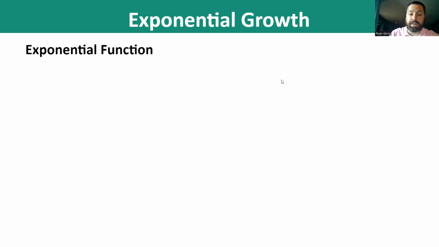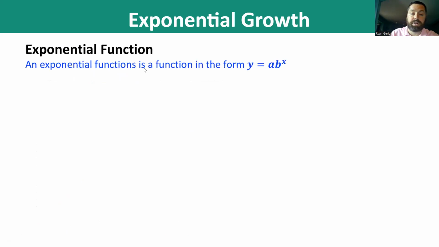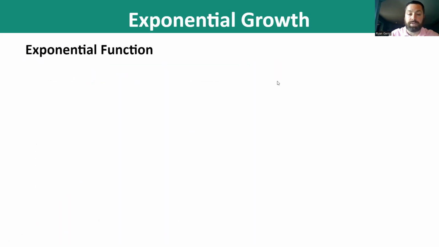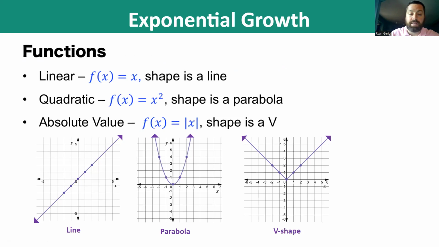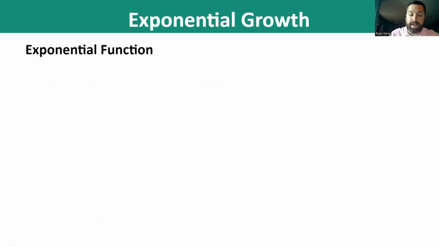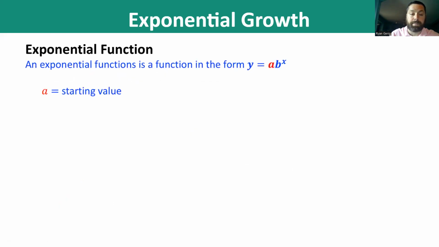Now we're going to look at exponential functions. An exponential function is a function in the form y equals a b to the x. The big thing I want you to notice is where the variable x is located. It is an exponent, which is different. In all those previous ones, the x was the base. Now we're talking about x as an exponent.